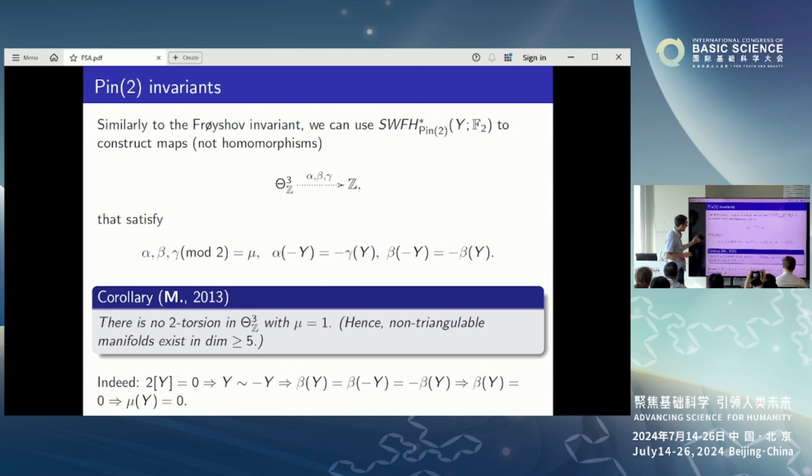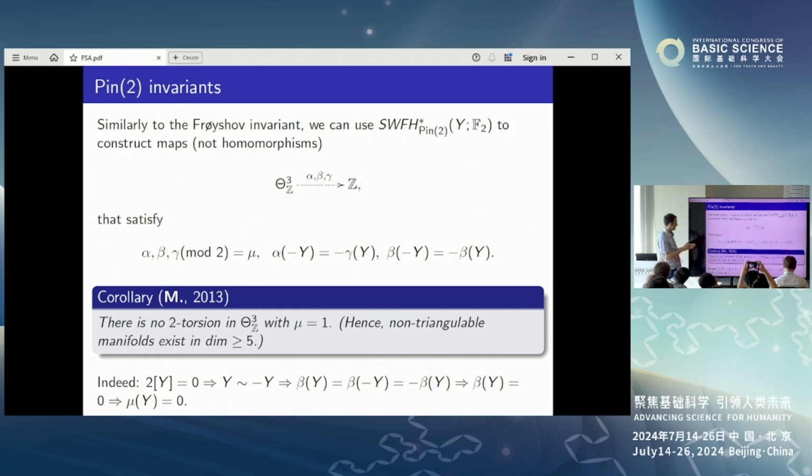So once you have these maps, the corollary is that there is no 2-torsion in the homology bordism group with Rokhlin equals 1. Okay, so the proof is just that if there was some y with 2y equals 0, that implies that y is equivalent to minus y, and therefore beta of y is beta of minus y. But by this property, you get that beta of y has to be 0. And then beta mod 2 is mu, so mu is 0. Okay, so mu cannot be 1 for a 2-torsion element.